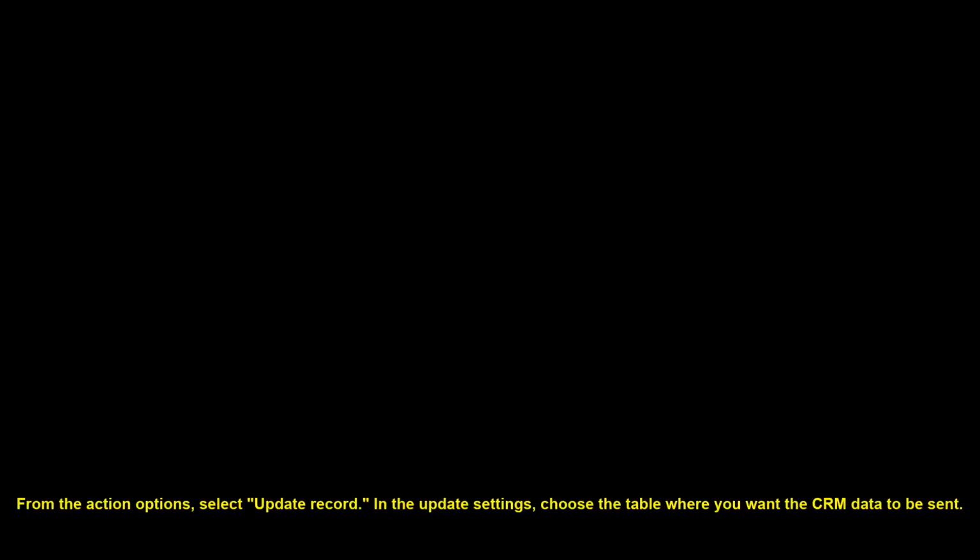In the Update settings, choose the table where you want the CRM data to be sent. Specify the record that will receive the data. Map the fields from your original table to the corresponding fields in the target table. Ensure that the fields align correctly to avoid any data mismatches.